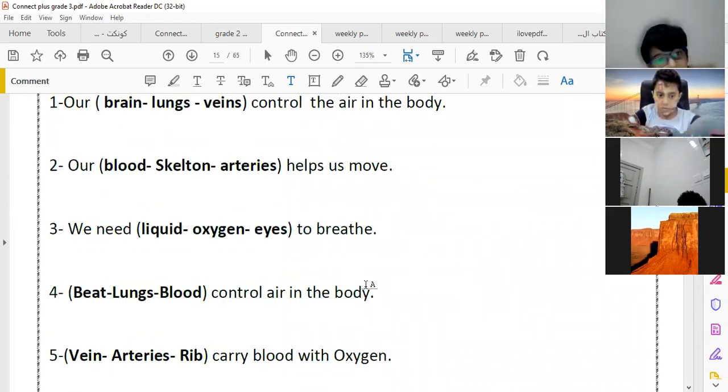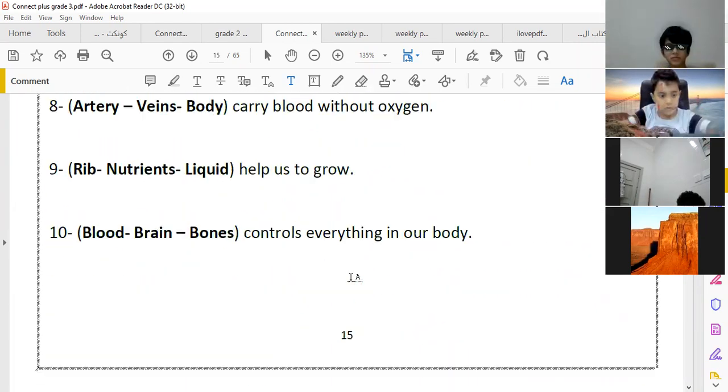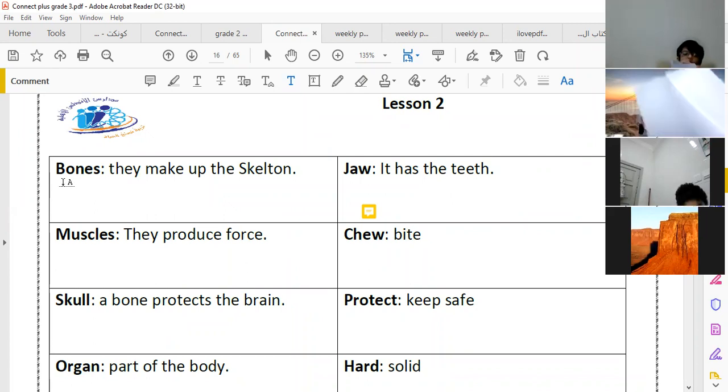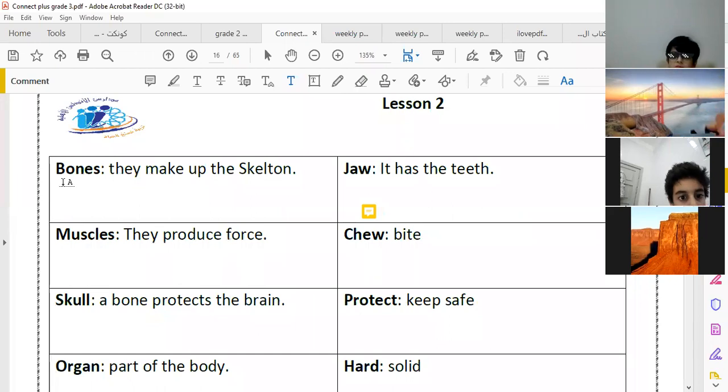Now, this is the exercise that we took yesterday as homework, and this is lesson 2. Now repeat after me, please. Bones. They make up the skeleton.